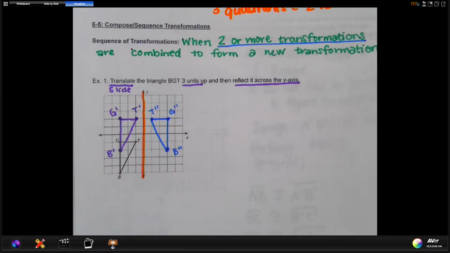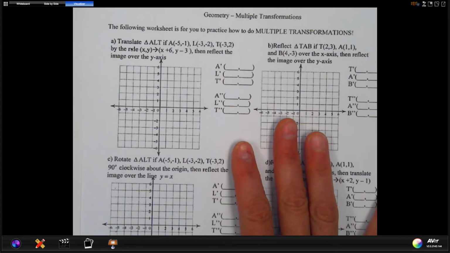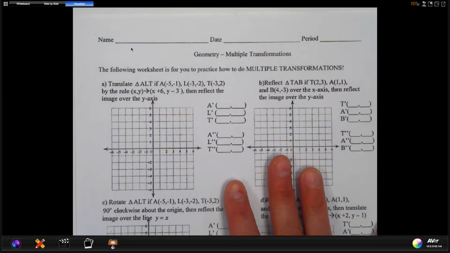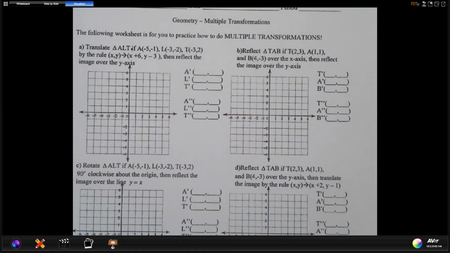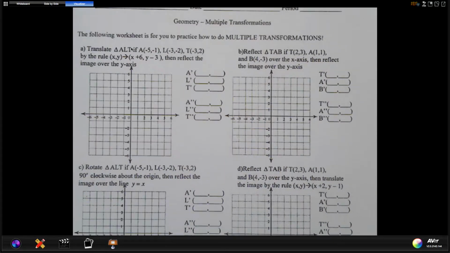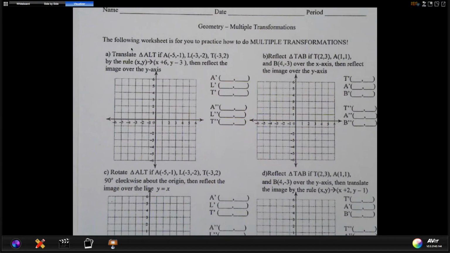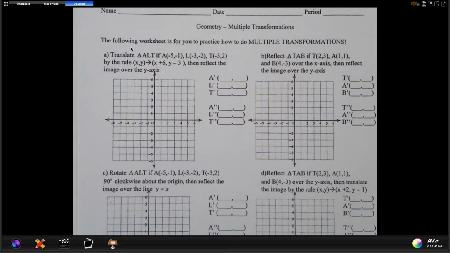For the sake of the video, I'm going to only do example 1 here today, and then I'm going to get you started on our assignment. If you have me for class, our assignment looks like this. It says geometry, multiple transformations, and there should be 6 different transformations on there. So we'll start with letter A. It is lettered, not numbered today, so that's okay.